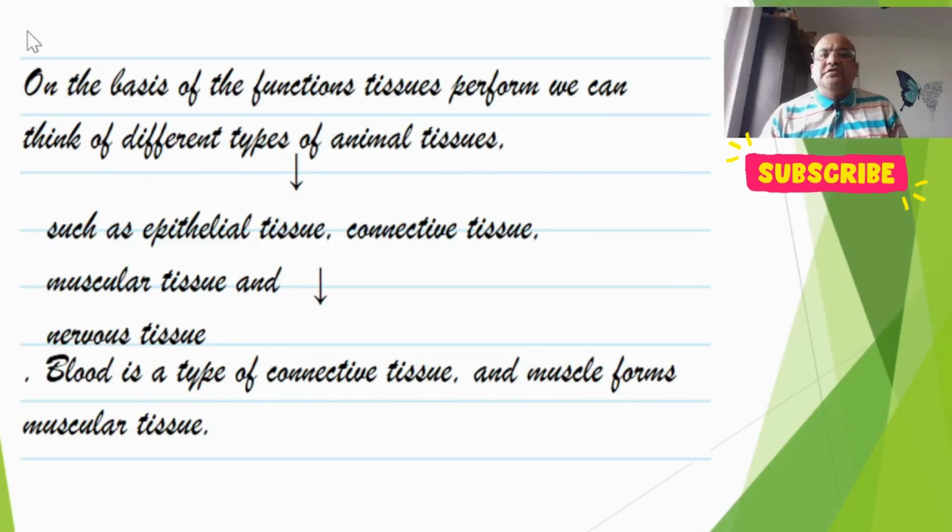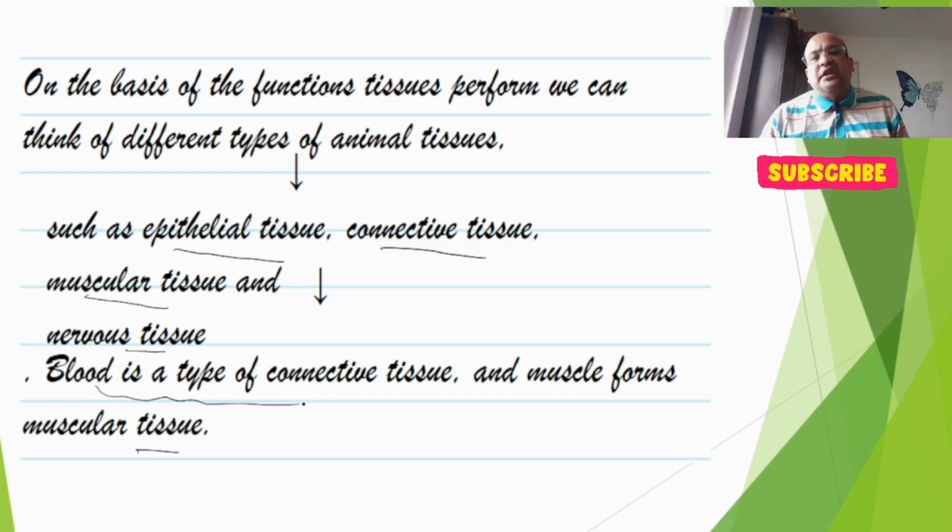On the basis of the functions tissues perform, we can think of different types of animal tissues. Different tissues perform different functions, so depending on their functions, they are classified into different tissues, such as epithelial tissues, connective tissues, muscular tissues, and nervous tissues. Blood is a type of connective tissue and muscle forms a muscular tissue. We are going to see these one by one.